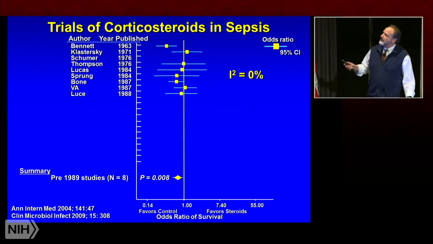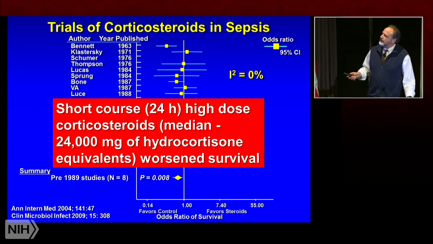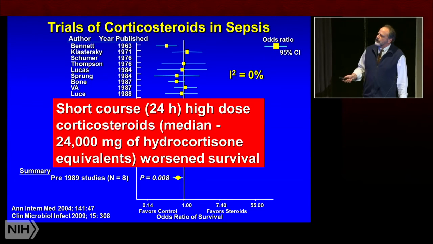So I hope you got the idea of what the I-squared tells you. Again, meta-regression by years. So short courses of very high doses of steroids, this is a huge dose, equivalent of 24,000 milligrams of hydrocortisone, worsen survival.